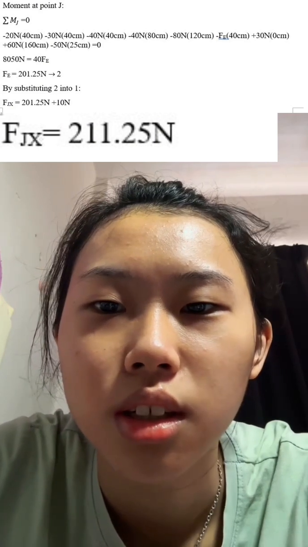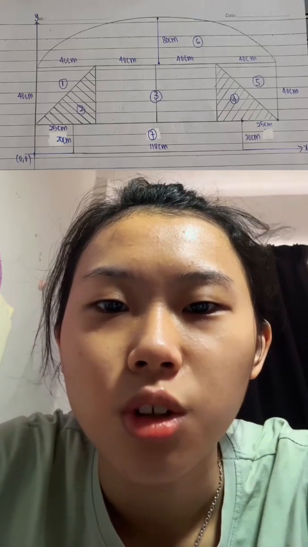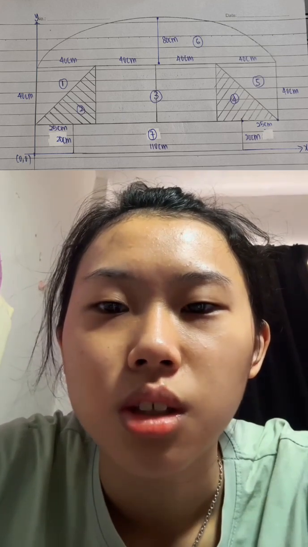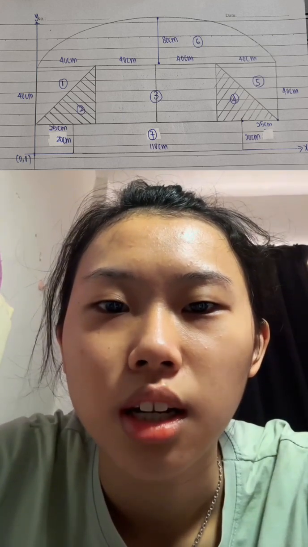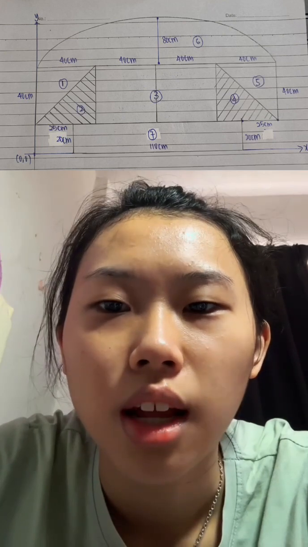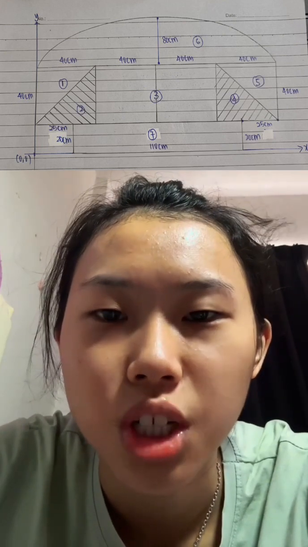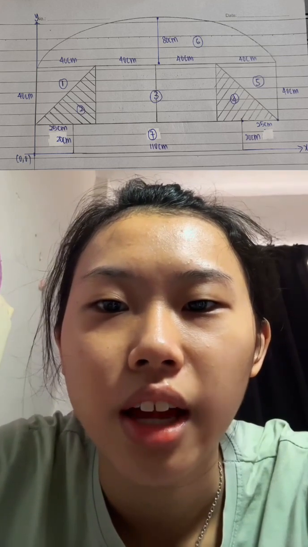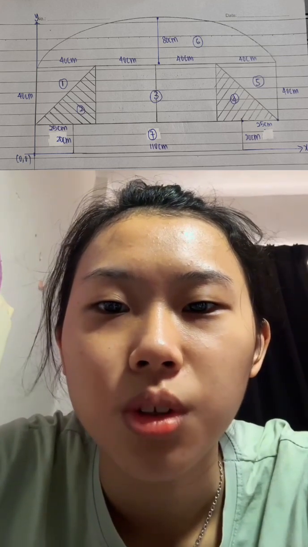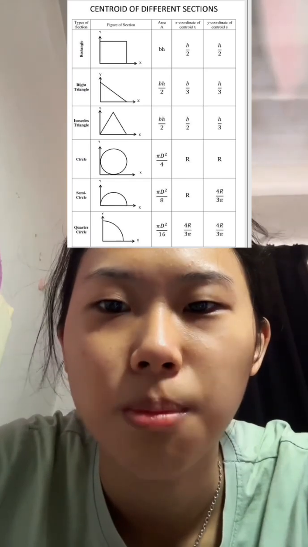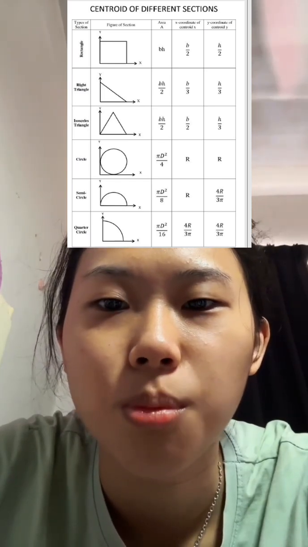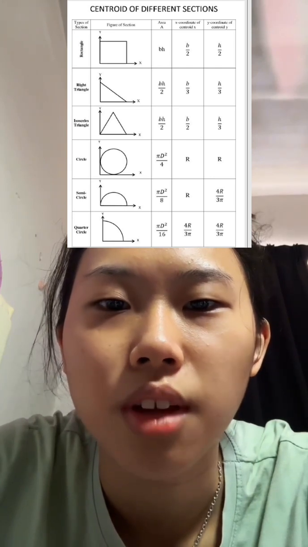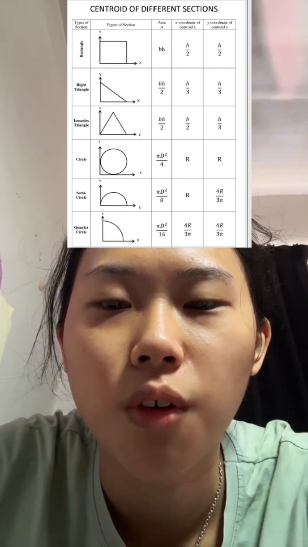Next is the calculation for the centroid and center. First, we divide the body into a number of composite parts that have simple shapes such as semicircle, square, rectangle, and triangle. Then we calculate the area for each segment and the centroid by using the formula. Then we multiply the centroid x and y with the area and get the total of each of them.